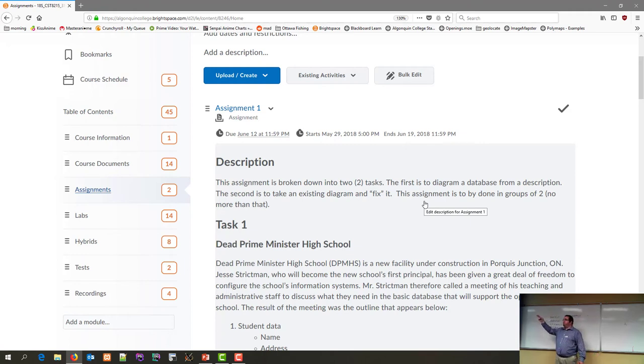I've actually trimmed back this assignment a bit from what it used to be. It used to actually be bigger than this because I assumed groups of three to four. Now I'm doing groups of two. Two people working together is easier to manage than a group of three.